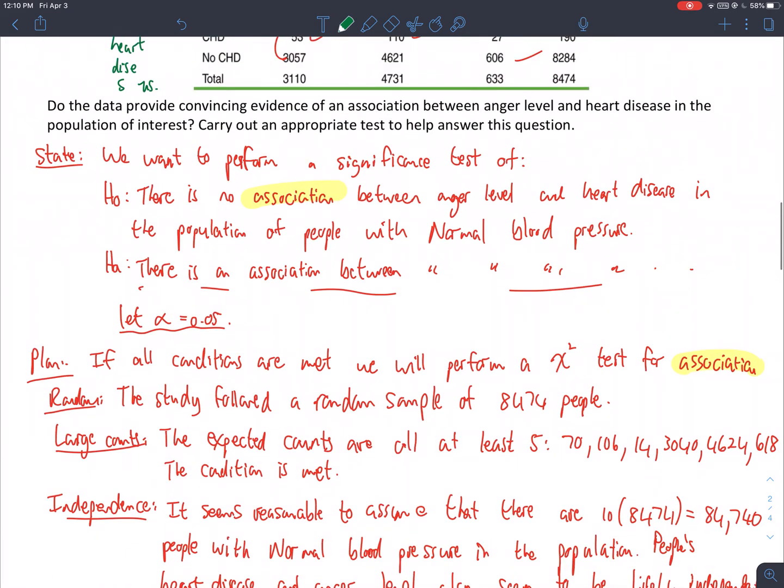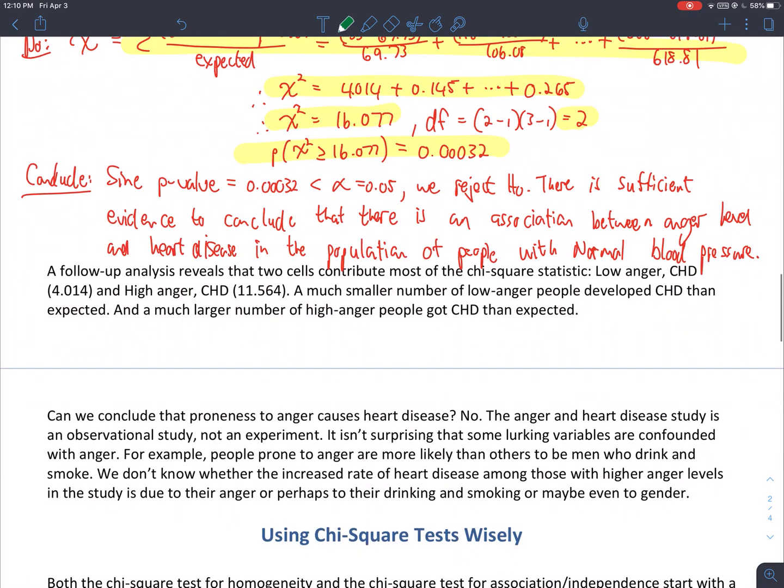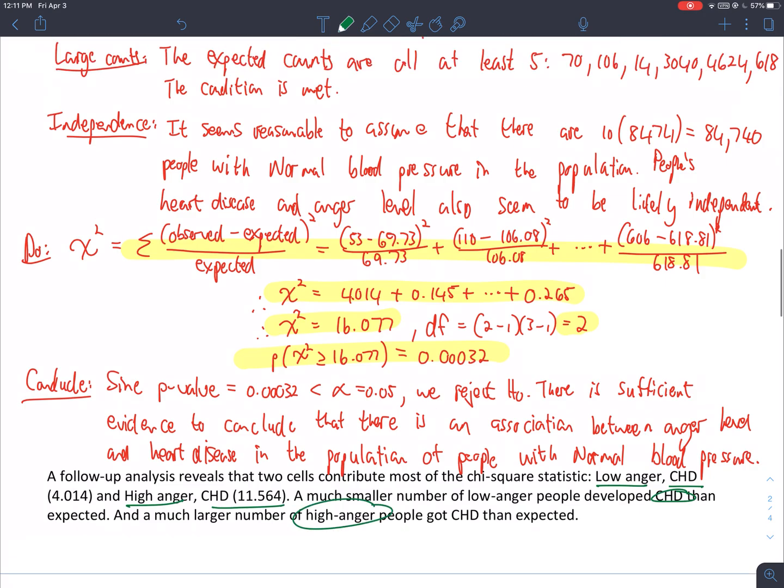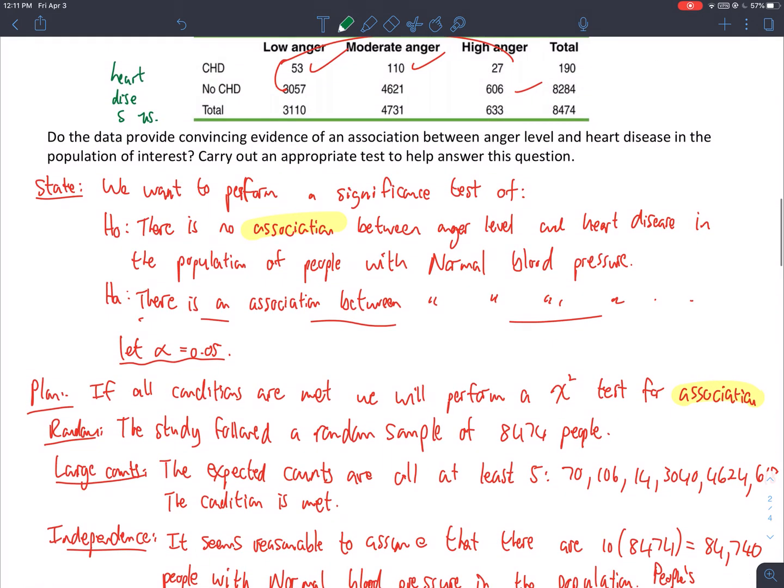Okay, that's not too bad. You should be able to crack that out, not worry too much. Okay, so then it says a follow-up analysis reveals that the two cells that contribute the most to the chi-square statistic are low anger chronic heart disease and high anger chronic heart disease. A much smaller number of low anger people developed chronic heart disease than expected, and a much larger number of high anger people. So can we deduce that by just looking at our numbers here?